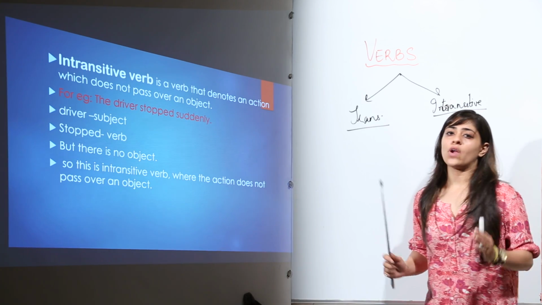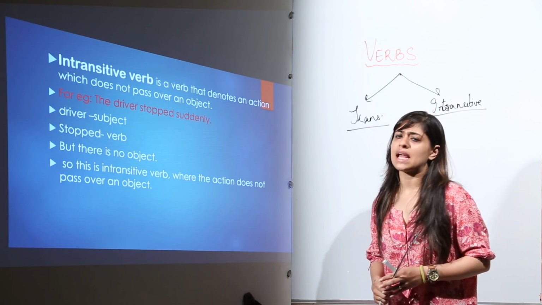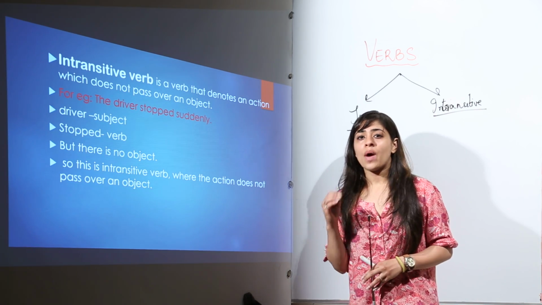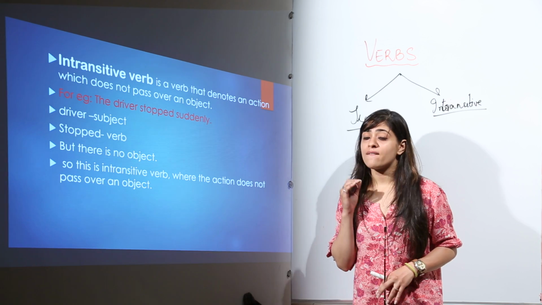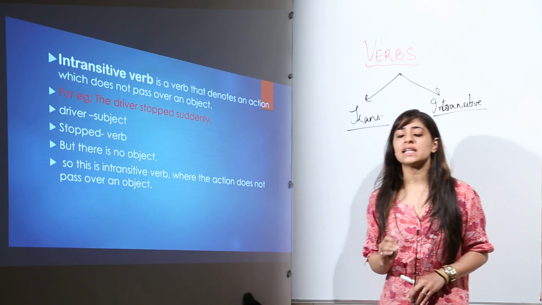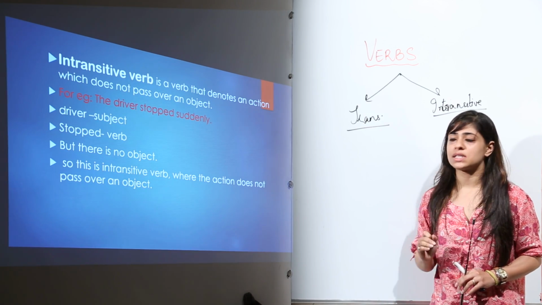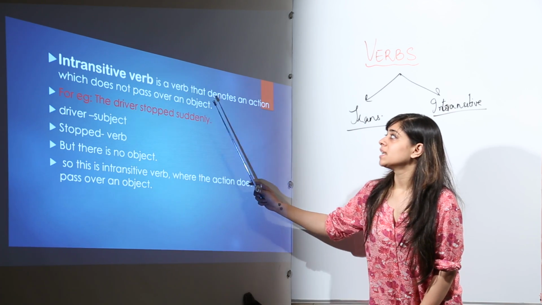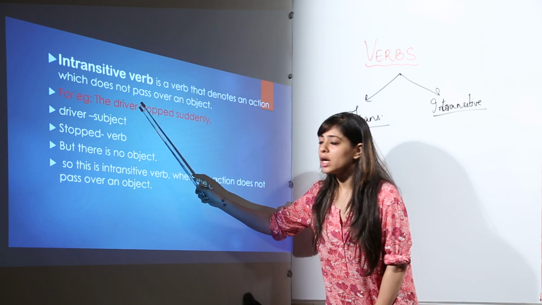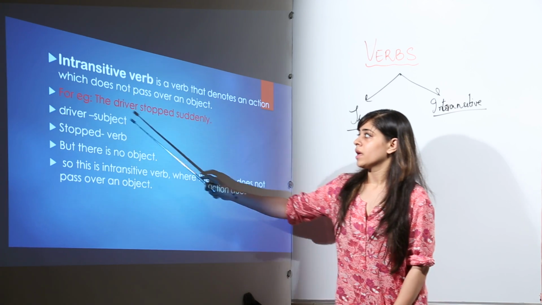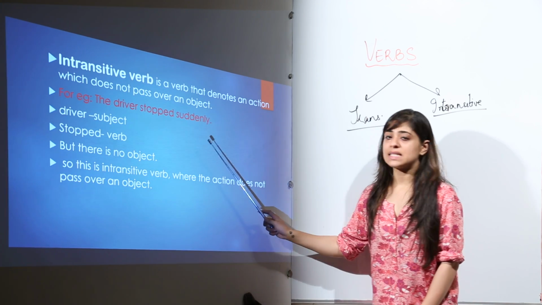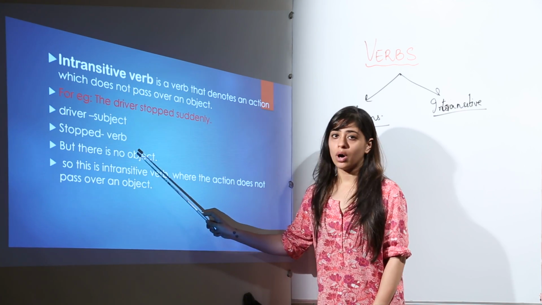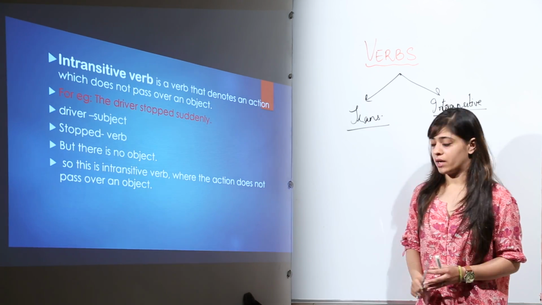Now moving on to the intransitive verb. This is a little easier to understand because here we do not have any object. In a sentence where we have a subject and a verb but do not have an object, it automatically becomes an intransitive verb. An intransitive verb is a verb that denotes an action which does not pass over to an object. The driver stopped suddenly. Driver is the subject, stopped is the verb, but there is no object here.